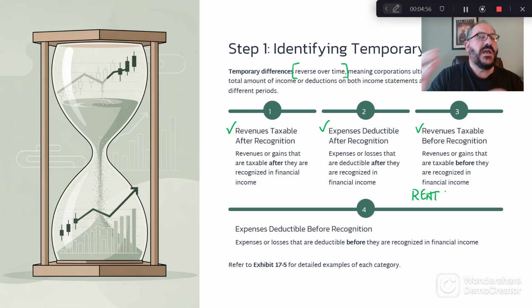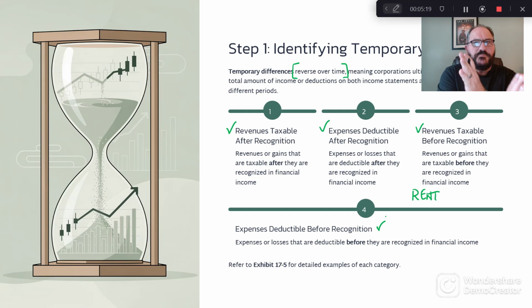That's from the GAAP perspective. Now, from the tax perspective, the tax man says, "Well, do you have the money?" And you're like, yeah, we do, but we don't count it yet. And they're like, yeah, we don't care about that. That's GAAP rules. According to tax rules, if you got the money, you're paying tax on it. Okay? All right. And then also expenses that are deductible before recognition.